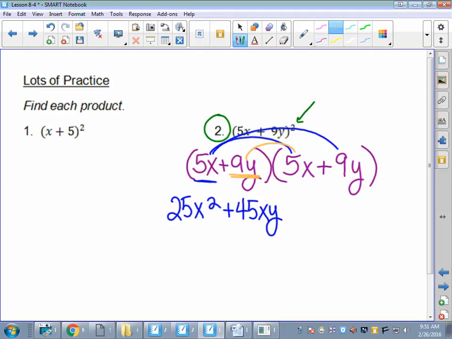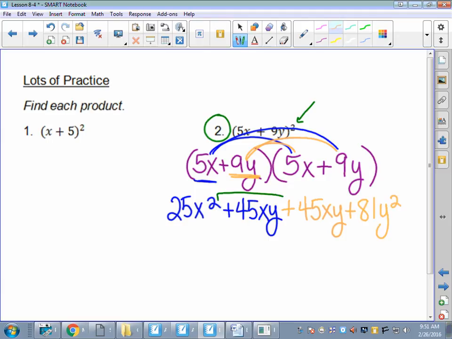I'm going to switch over to this 9y. So 9y times 5x, same thing. 9 times 5 is 45 for the number math, and then we've got an x times y, or y times x. Remember, it's the same thing. It doesn't matter what order we go in. 9y times 9y. Math-wise, I've got a positive 81 and a y to the second.